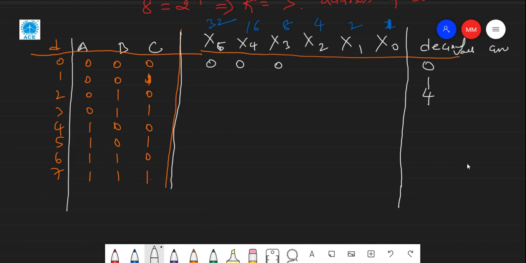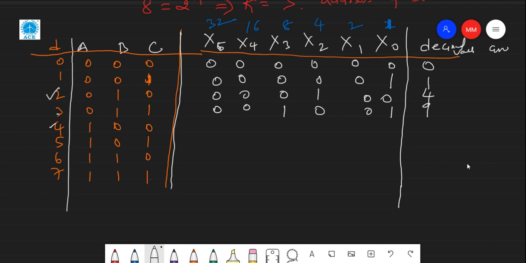0 means all bits are 0, first one. Second one, 1 means this bit is 1, remaining all terms will be 0. Next, 2 square is 4. 4 means this bit is high, remaining all will be 0. And 3 square is how much? 9. 9 means 8 high and 1 high, remaining digits will be 0, right? 4 square is 16. 16 means this bit is high, remaining terms will be 0.